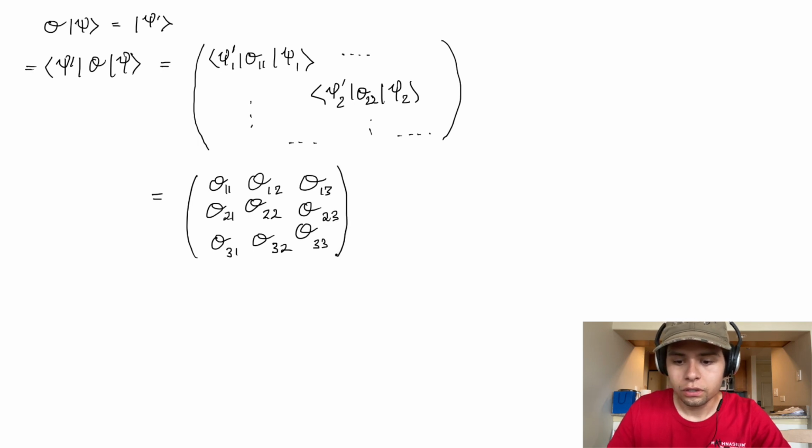Okay. So these are the elements of this matrix. These are the degrees to which the components of the initial state have been transformed into the components of the final state. If we take this element right here, for example, this is the degree to which the first component of the initial state is transformed into the second component of the final state. And we can think of it like that.